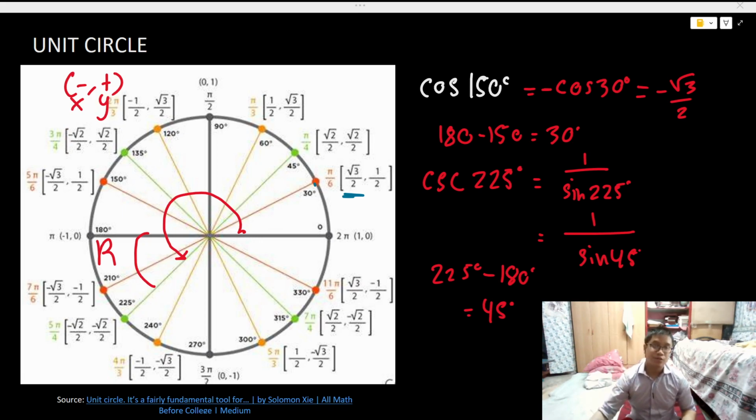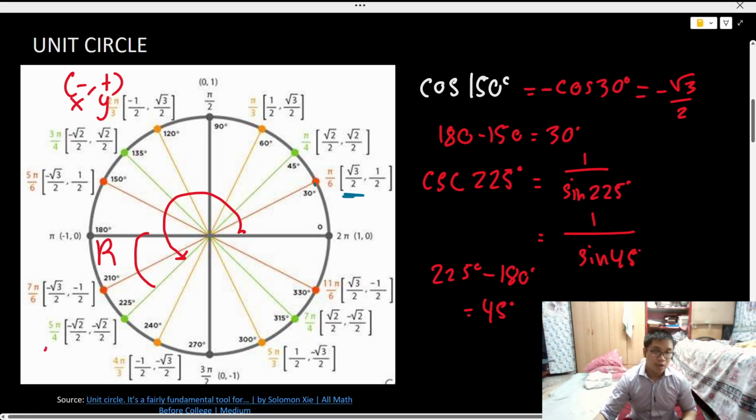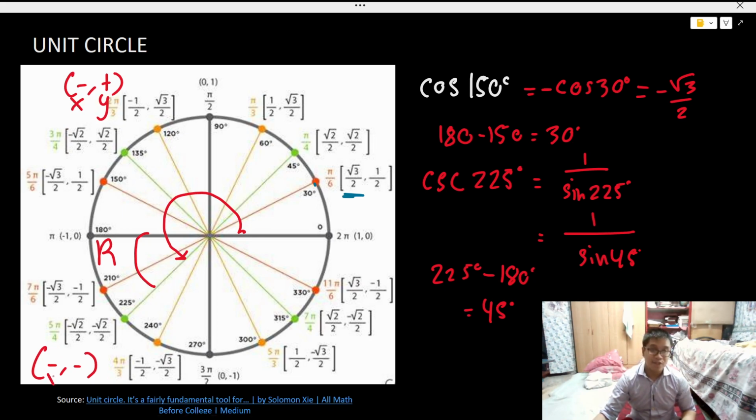But in the third quadrant, you see, the ordered pair has negative and negative. So your x value and y value are negative. Since your y is your sine, you will have negative sine. So you will have 1 all over, what is sine 45 degrees? Count it here: 0, 1, 2. So square root of 2, then divided by 2.